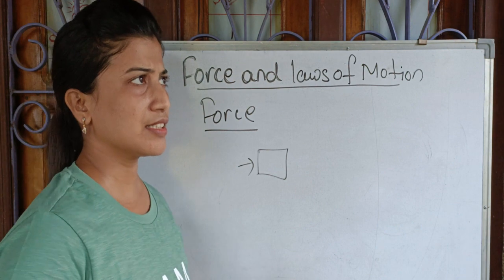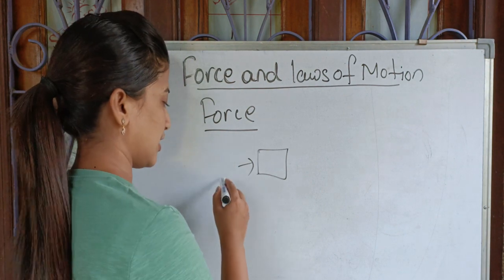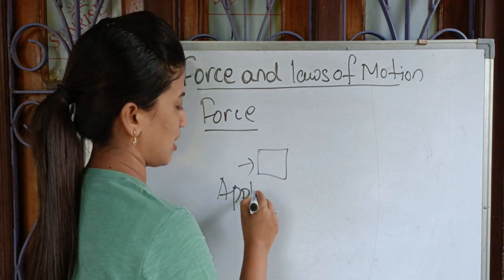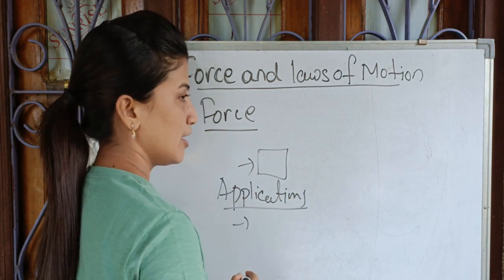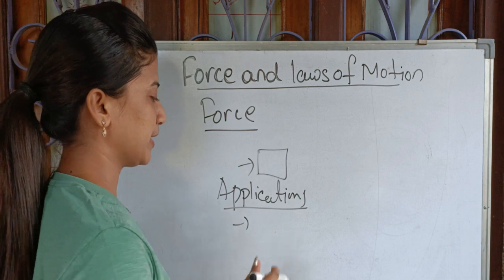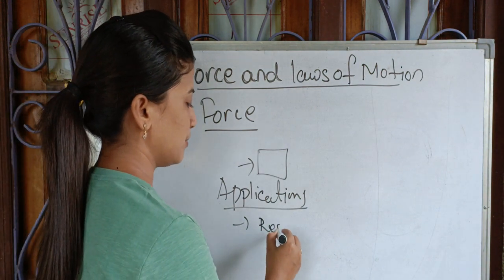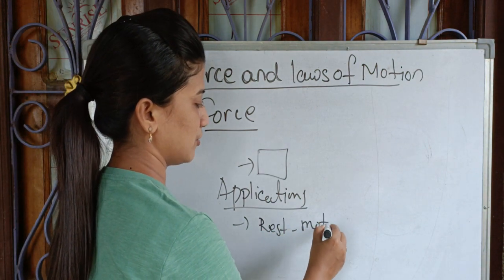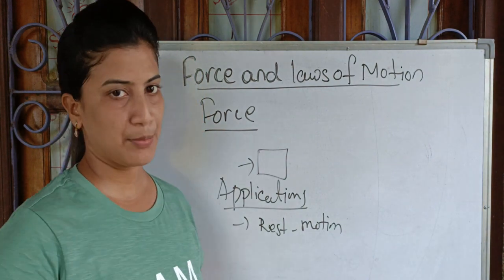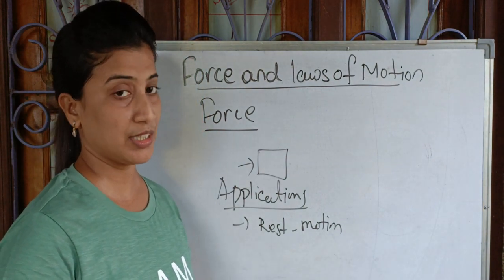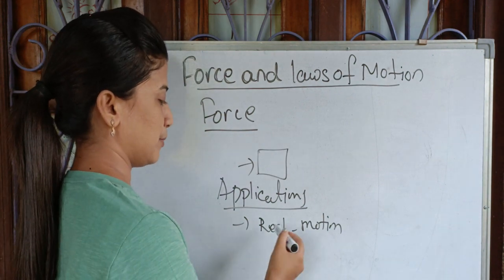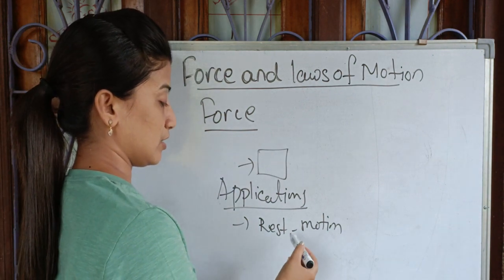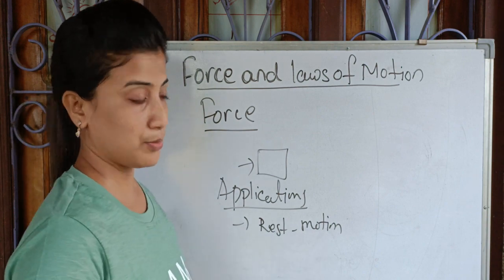So we can say there are 5 applications of force. The first thing I can say: by applying force on a body, we can change the body from rest to motion. This is the first thing that we can do. An example, I can say a ball is at rest. You can kick the ball and the ball will start moving. So this is an example where we can change the body from rest to motion by applying force.